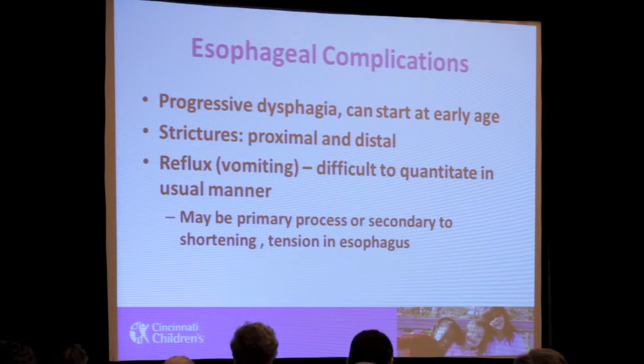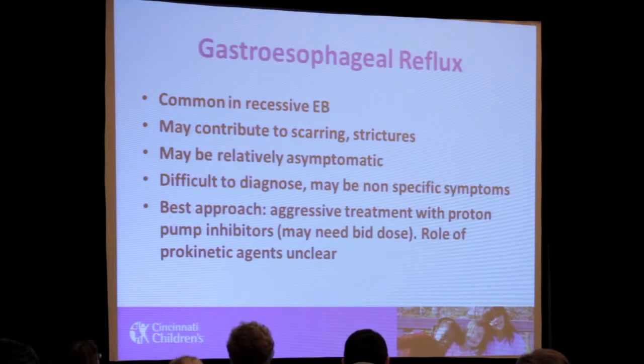Reflux is difficult for us to quantitate in the usual manner because that involves putting a probe down, but it certainly appears to be a very common phenomenon, particularly in the dystrophics. And it may be a primary process. Remember, 40% of normal infants have some reflux, or it can be secondary to the ongoing scarring, stricture, and tension in the esophagus. It's more common in recessive EB.